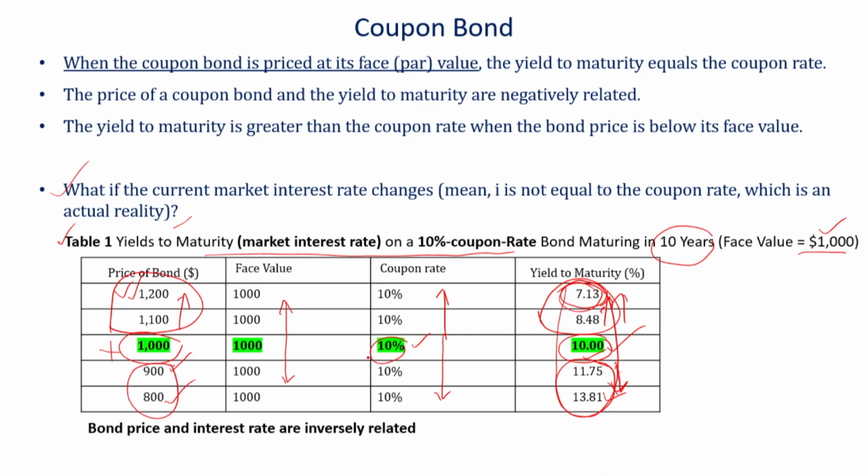And when both are the same, when yield to maturity and coupon rate are one and the same, then the bond will be priced at its face value. So a bond with a face value of 1000 will be sold at 1000. It's all because of the inverse relationship between bond price and interest rate.